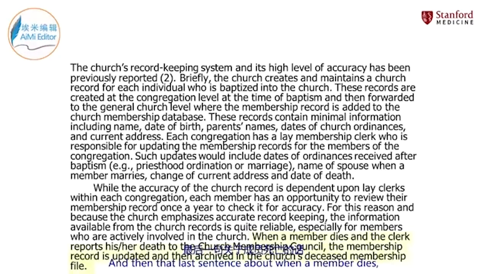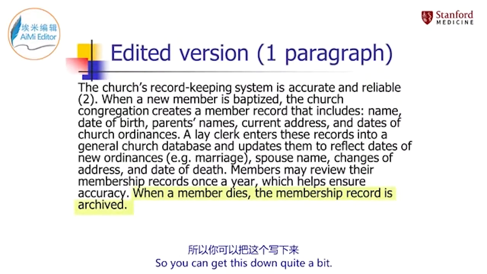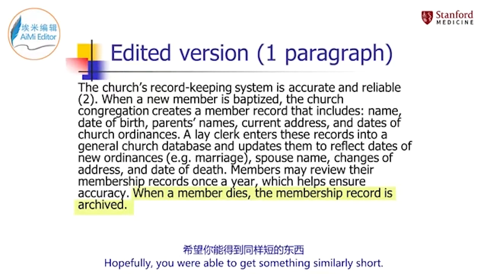And then that last sentence about when a member dies, we don't need to know that it's reported to the church membership council, because what we care about here are the records. That's what we're using for the study. So we can get rid of a lot of extra details here. It's really not that important who's doing the reporting and who's archiving the records. We already know it's the lay clerk who's keeping track of these things. So I just pared that down to: when a member dies, the membership record is archived. So you can get this down quite a bit. Hopefully you were able to get something similarly short.